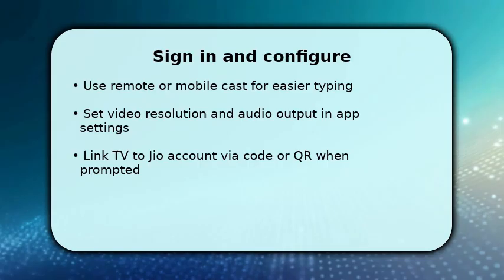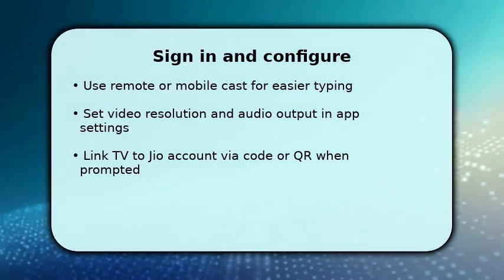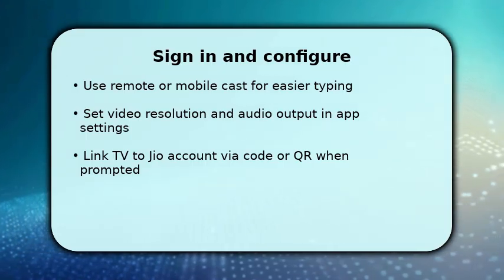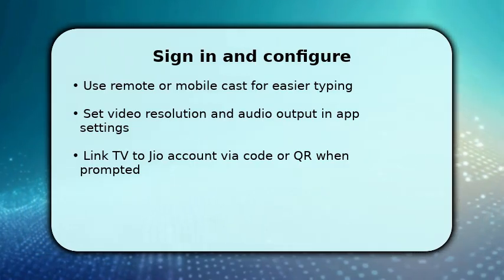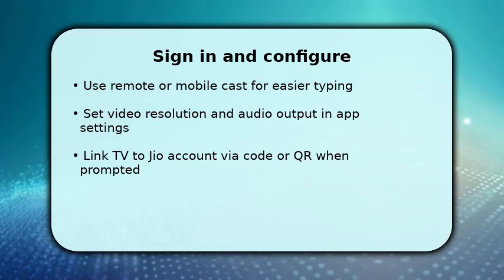You'll now authenticate and tailor playback. Use the remote, on-screen keyboard, or your phone to enter credentials. You can cast using the mobile app if typing is slow. When the app prompts, link your TV by entering a code on the Jio website or scanning the QR from your phone. This ensures account connection.